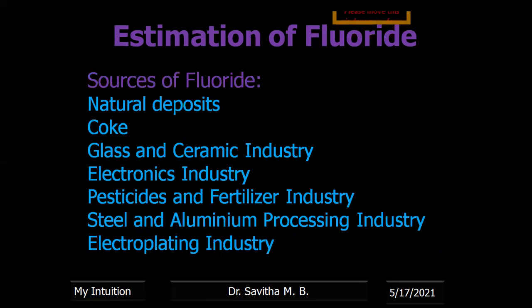Next is fluoride, estimation of fluoride. Natural sources of fluoride are the natural deposits. Coke, glass, pesticides, fertilizer industry, steel and aluminum processing industries, all these are the sources of fluoride liberation to the water bodies.